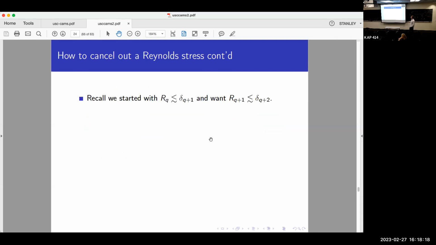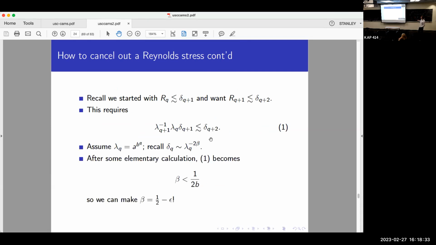And well, your goal is to get this to be smaller than the next small size for R, which is delta q plus 2. And you find that you can do this. I already wrote some of these scales before. You find that you can do this when beta is smaller than 1 over 2b, again, using this description that I used here. And by taking b arbitrarily close to 1, you can get beta to be up to 1/2. So it turns out that for this quadratic interaction error, everything is okay up to 1/2.